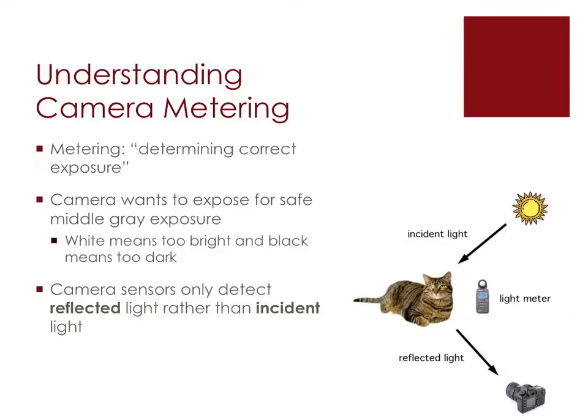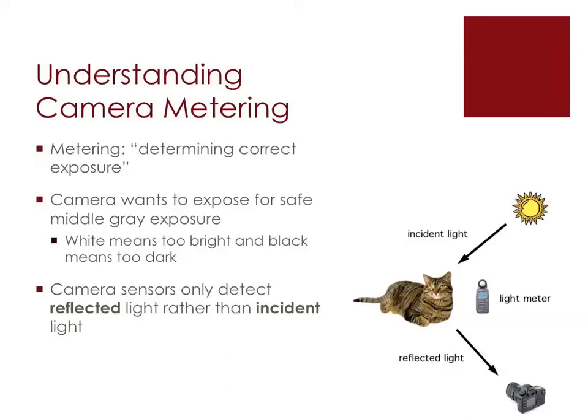The first thing I want to cover is how your camera sees light. When I say camera metering, all I'm saying is how your camera determines the correct exposure, or what it thinks is the correct exposure. The first thing you need to know is that your camera always wants to expose for a safe middle gray exposure. For the more technical people, that's an 18% gray. That's exactly what it tries to get at.